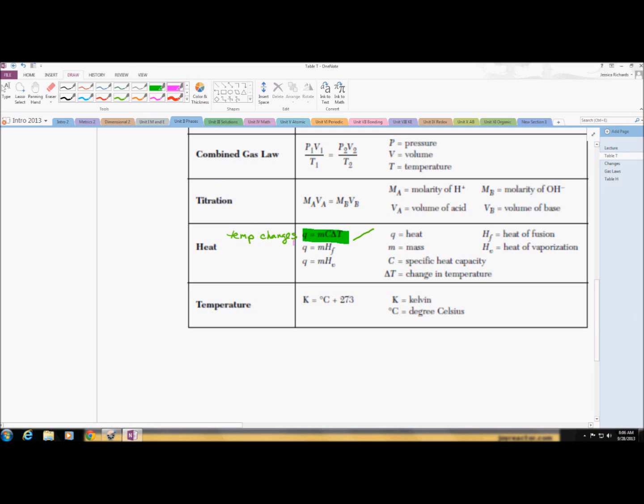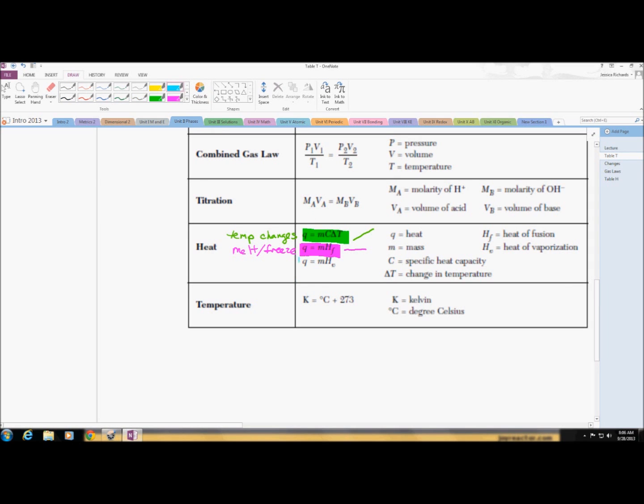We have Q equals mH sub F. Q for heat, m for mass, H sub F the heat of fusion. This is the equation we are going to use when something melts or freezes. When something's melting, it's absorbing that amount of heat. When something freezes, it's releasing that amount of heat, and it's going to be a flat spot on our graph.